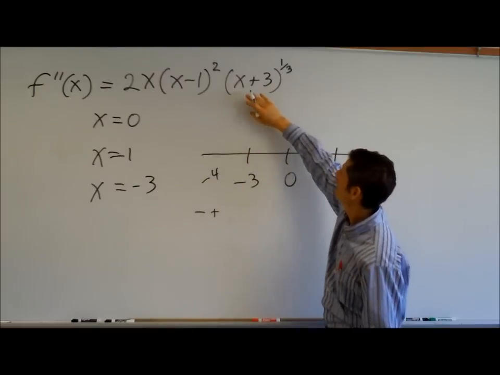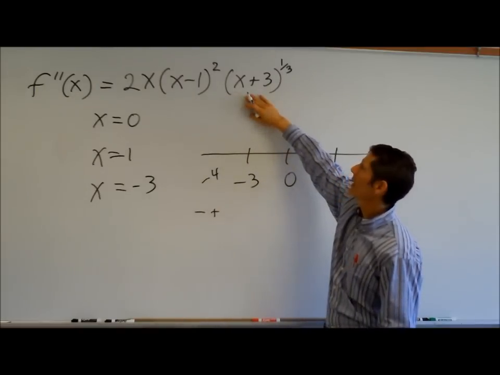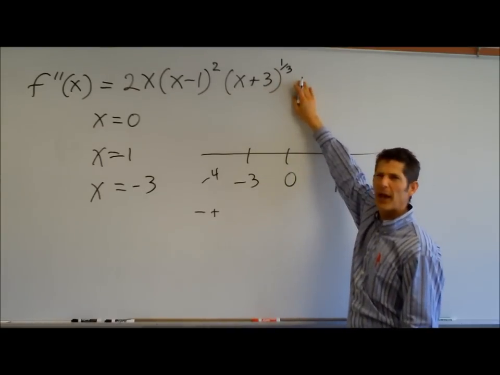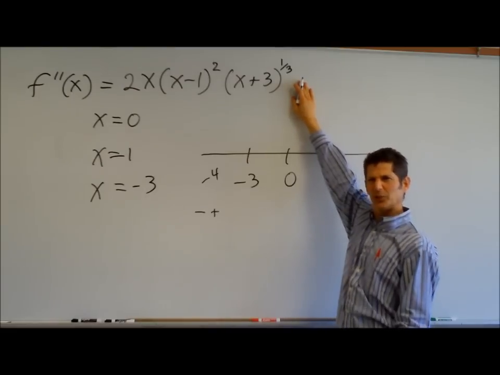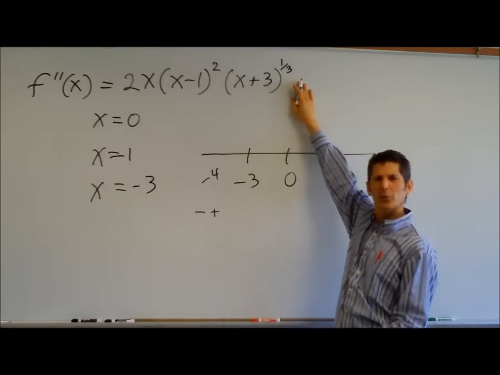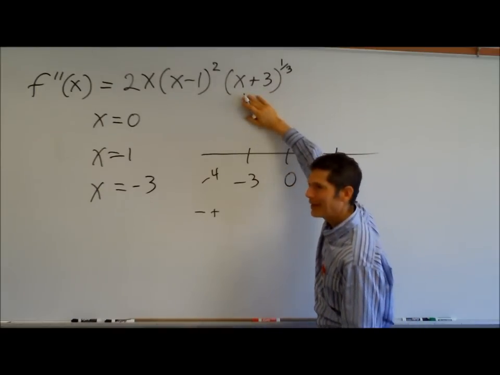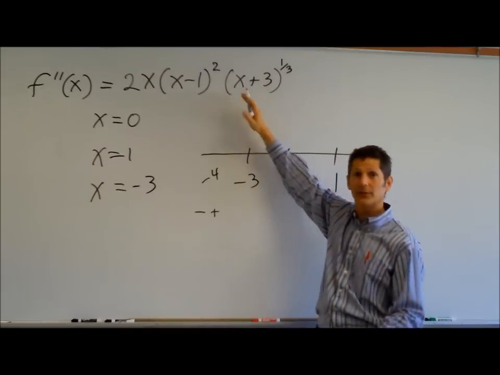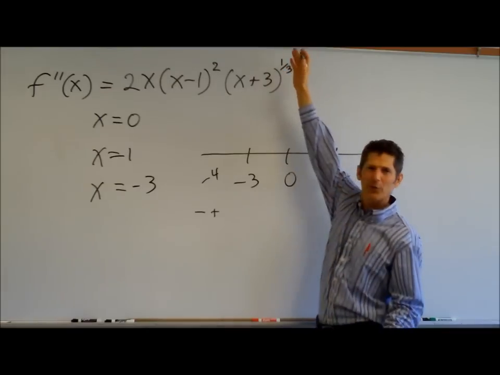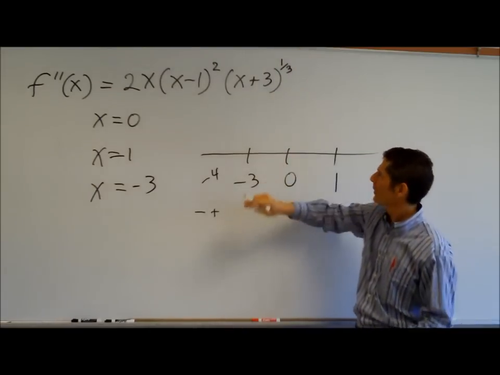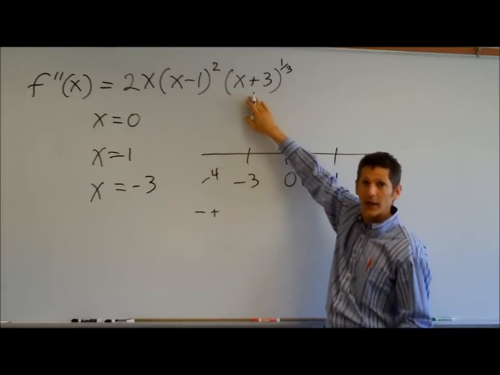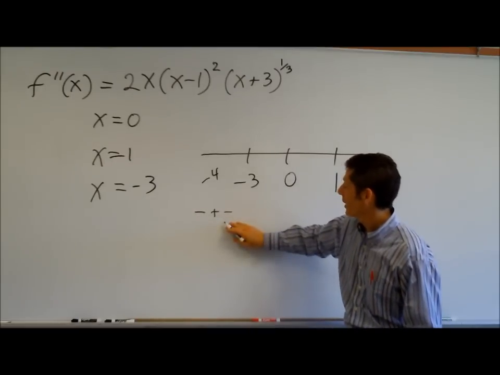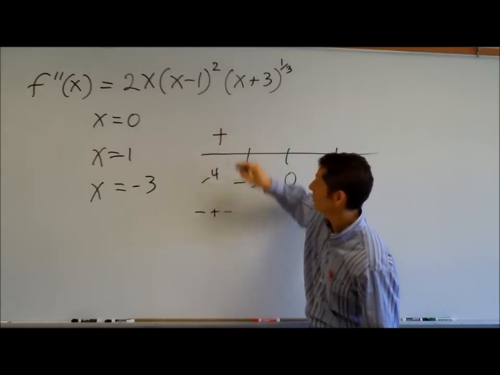Negative times positive. Put in my -4 here. That gives me a negative, but now I'm raising it to the 1/3 power. Well, what does that do? What's really the 1/3 power? What's the cube root? If you cube root a negative, it stays negative, of course. If you cube root a positive, it stays positive. So I really don't even have to pay attention to this exponent either. I put in my -4 and I get a negative, and negative it stays. Negative times a positive times negative is positive.